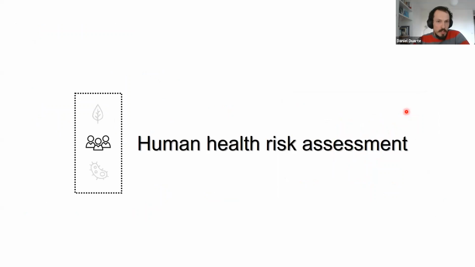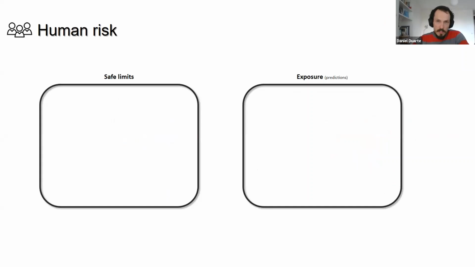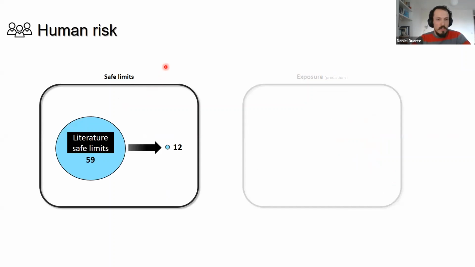Now I'll jump into the human health risk assessment. Here we also had 2 questions. These were: do these pharmaceuticals pose a concerning risk for human health, and which parameters seem to influence these risks? Again, if you keep track of this very simple formula for the risk, you need exposure concentrations and safe limits. For the safe limits, we went into the literature, scanning as many sources as we could to collect safe limits for the pharmaceuticals that we looked at, 12 in this case.